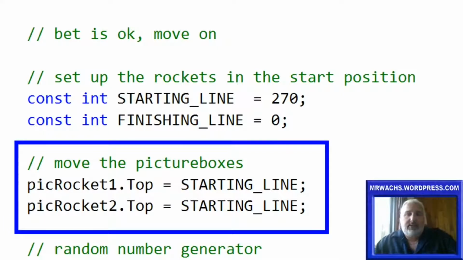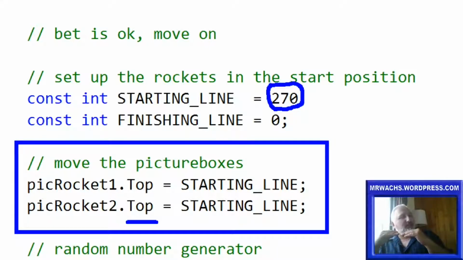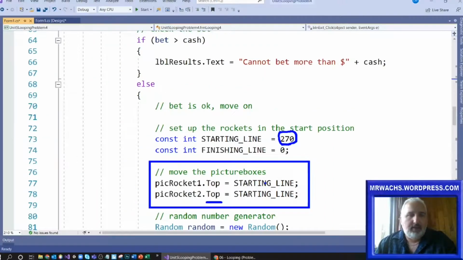And this is from our notes. But what you can do is instead of changing the location and the Y value, which is very math oriented, another way you can do it is to change something in C# called the top of that picture box. Top represents the top portion of it. So I can set it to this number, 270. Now I realize it's already there. So what's the point of putting it at the starting line when it's already there? Well, that's because this program just started. But every time after I race the first time, I want to set them back to the starting line for the very next race. So that's what I'm doing right there.